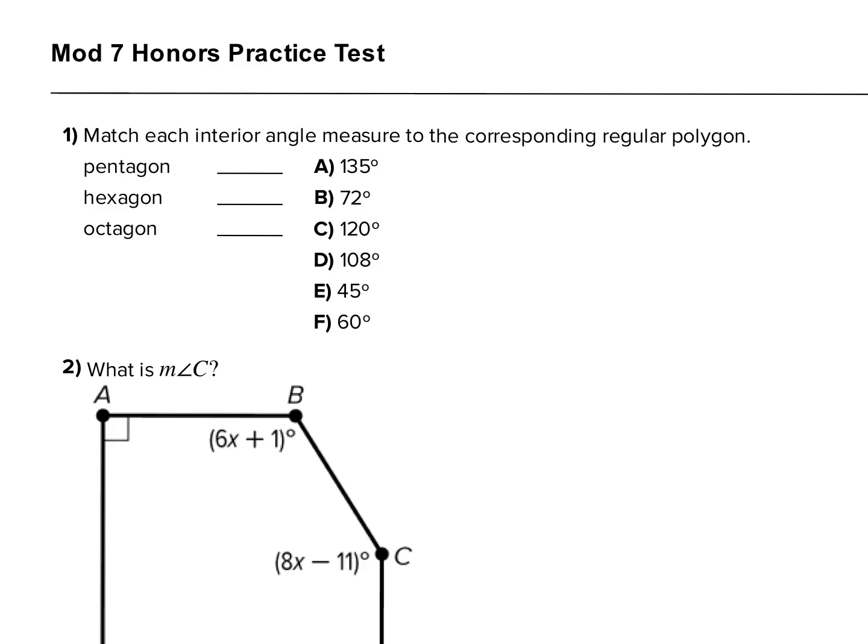First question for our Module 7 test asks you to match each interior angle measure. So each interior angle measure means an individual angle to the corresponding regular polygon. First we need to remember that a regular polygon means that all angles and the sides are congruent.